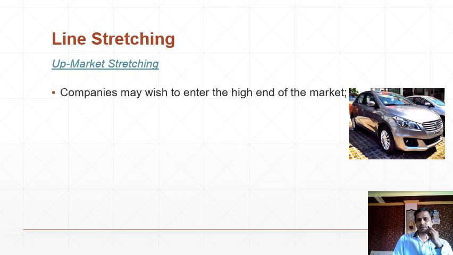So Maruti Ciaz is an upmarket stretching. You can say Desire is a car which caters to the mid market. Swift is a car which caters to the lower end market, or you can have Alto, lower end market. For the luxury segment, it did not have a brand. So Ciaz fills up that gap of the luxury market for Maruti. It stretched itself to the upmarket level with the release of the Ciaz.